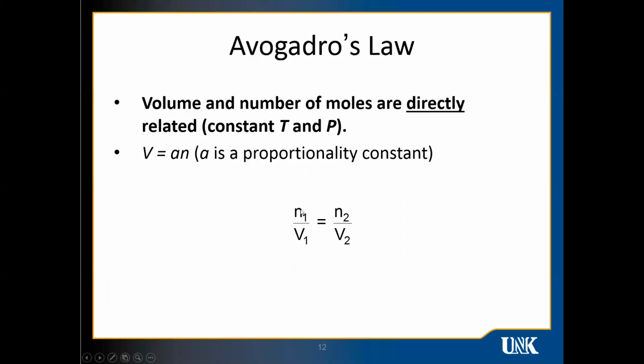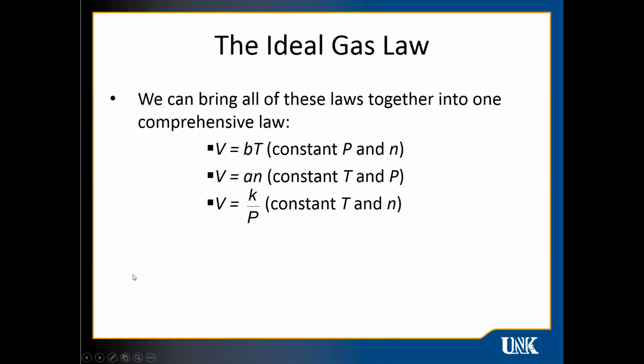Under one circumstance, it's going to be moles divided by volume equals moles divided by volume for the second situation, as long as the temperature and the pressure are still the same. Now, if we take all three of these relationships, we can bring them together, because you notice volume and temperature are directly related. So they're on opposite sides of the equation with a proportionality constant.